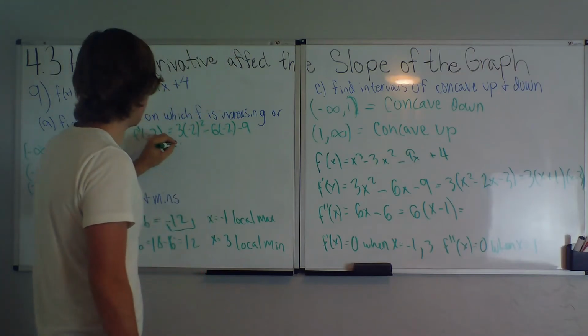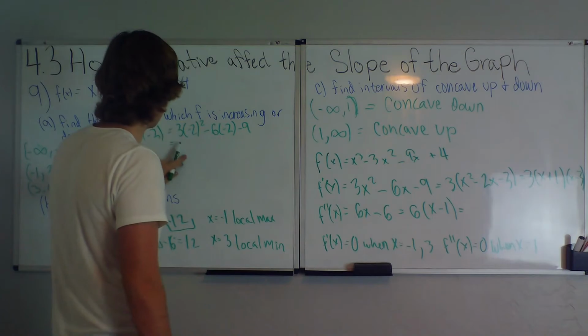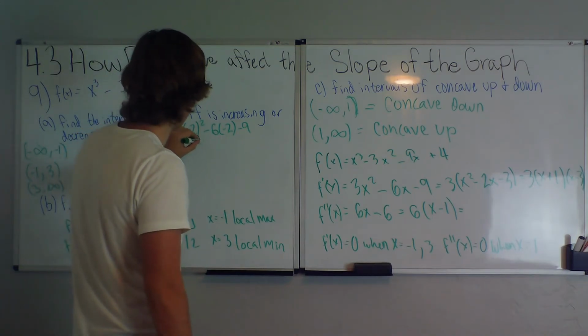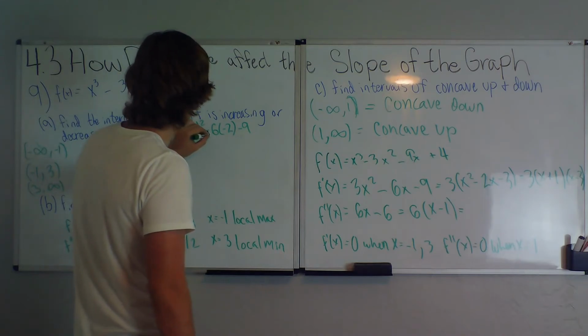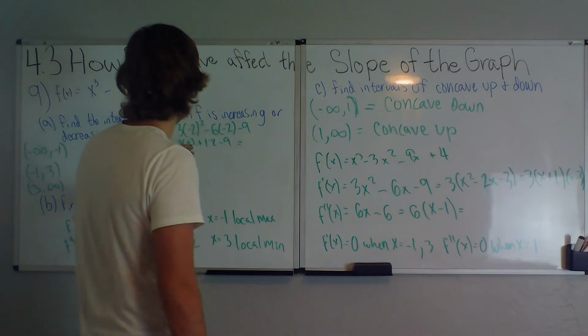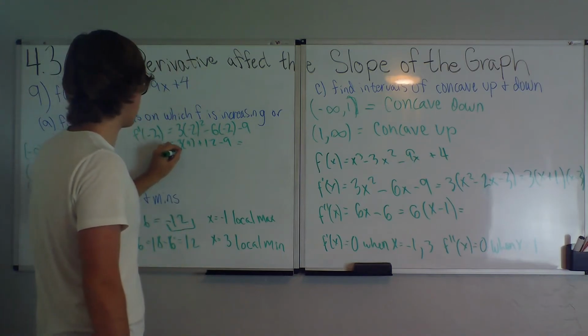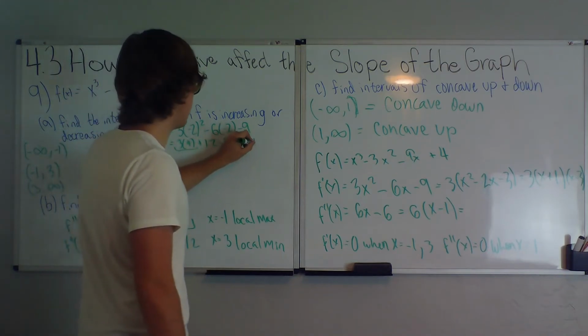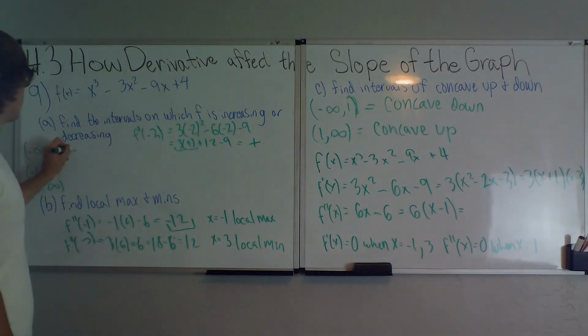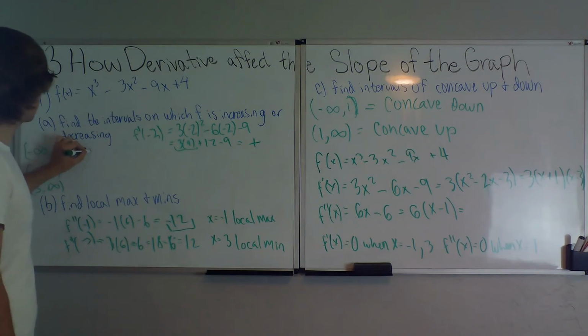Okay, and we get 3 times 4 minus a -12, so plus 12 minus 9, and that's equal to 12 plus 12 minus 9, which is going to be positive, right? It's going to be greater than 0, so we know that this is increasing.